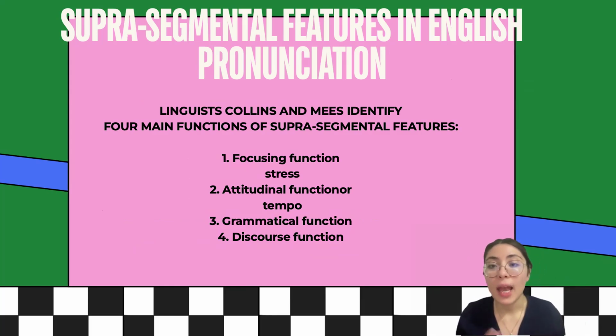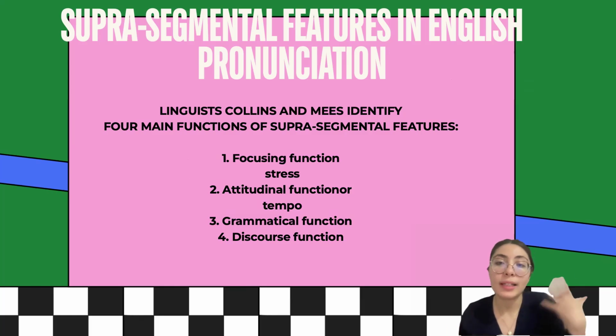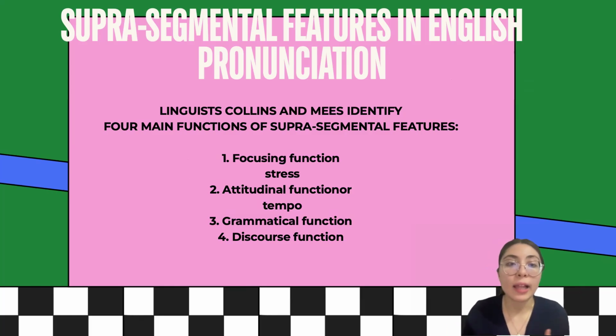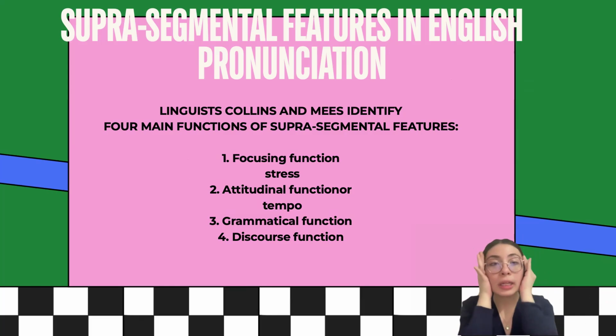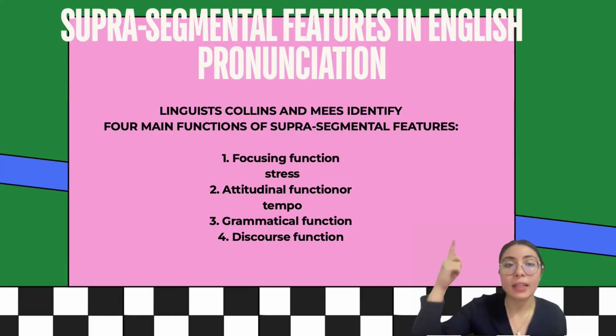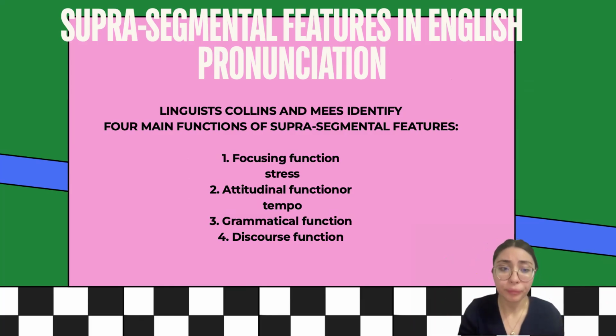And a second, attitudinal function. In attitudinal function, we're expressing emotions like anger or excitement through tempo, like speed. Speed of speech is tempo. And third one, grammatical function. A grammatical function conveys sentence type with intonation, like rising or falling pitch.